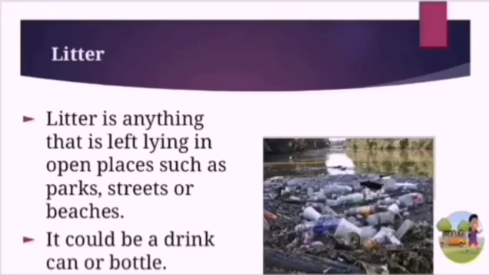Class, what can you see in the picture? You can see the plastic bottles, plastic cans, wrappers, dirt, and dirty water. So all this is litter. Litter is anything that is left lying in open places such as parks, streets, or beaches. And it could be drink cans, bottles, or wrappers, etc.